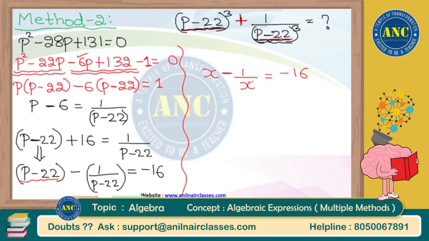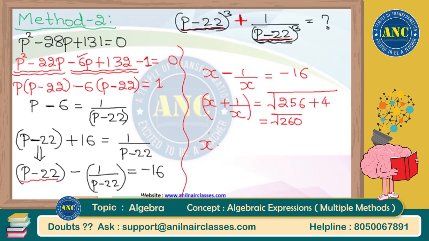That means x minus 1 by x, if it is minus 16, x plus 1 by x will be plus or minus the square root of minus 16 whole square, that is nothing but 256, plus 4. X plus 1 by x is root of 260, right? It is root of 260. That means I know x plus 1 by x value as root 260 right now. They are asking you to find x cube plus 1 by x cube. It is not at all a difficult task.